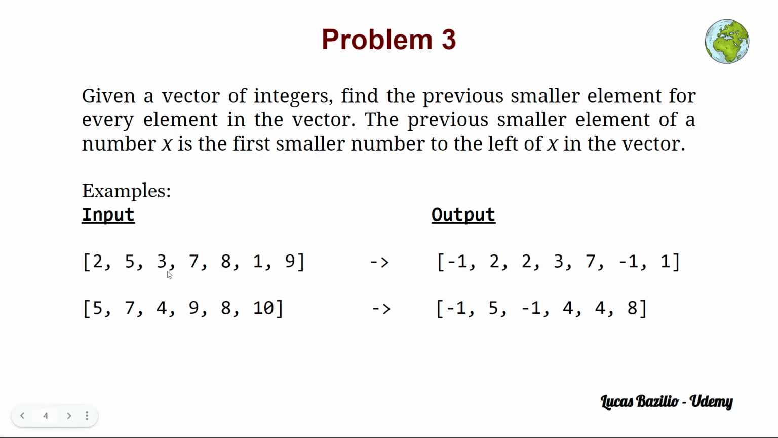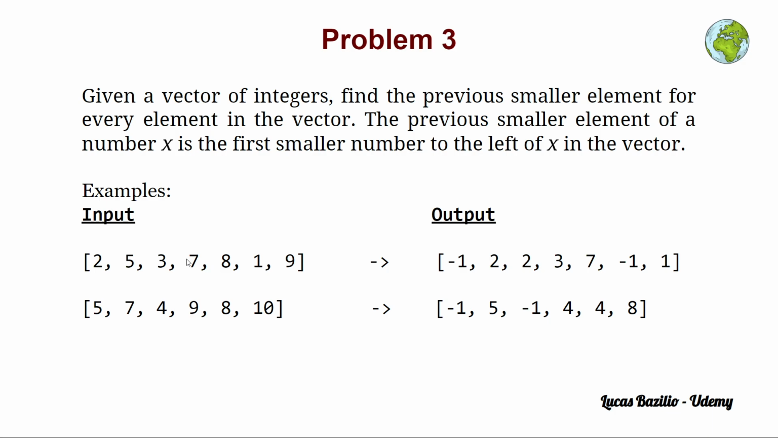Then we go to 3. The same idea, we need to go to the left and find the first one that is smaller than 3. When we start going, we first find the number 5. This is the first number that we find. However, 5 is not smaller than 3, right? So we keep going, and we find here 2. 2 is smaller than 3, so we print 2. 2 is the first smaller element than 3 on the left.